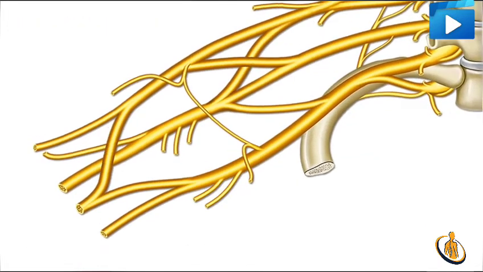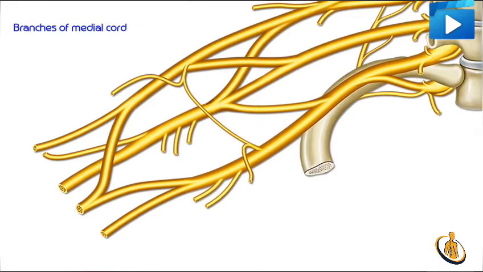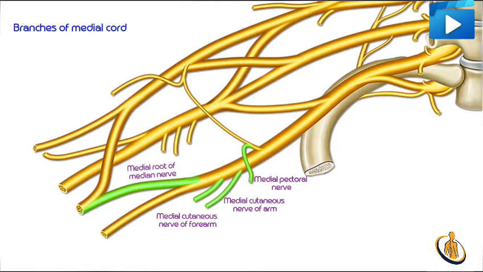Next is, what are the branches which are arising from the medial cord of the brachial plexus? So here the medial cord gives rise to totally 5 branches. So medial pectoral nerve, medial cutaneous nerve of the arm, medial cutaneous nerve of the forearm, and medial root of the median nerve. So you can remember with the mnemonic M4U for this. So all the 5 branches which are arising from the medial cord of the brachial plexus.